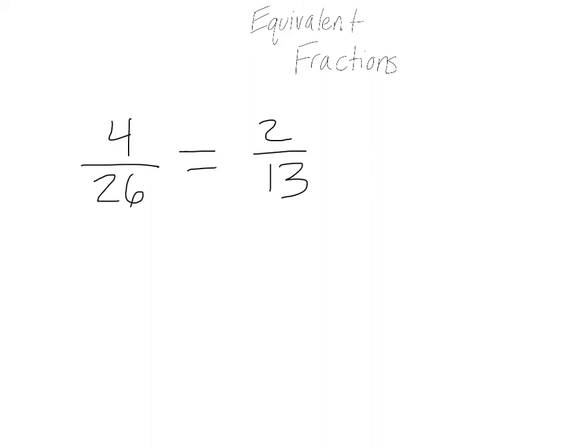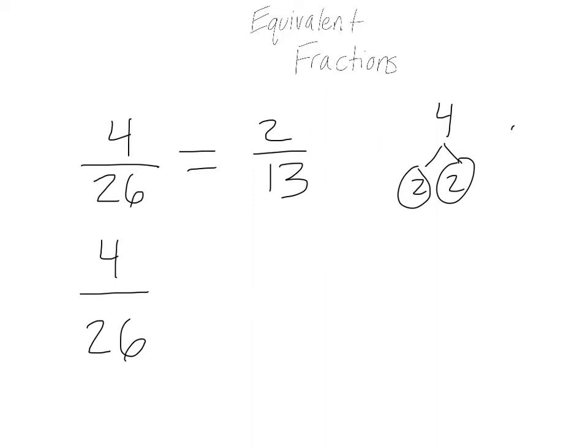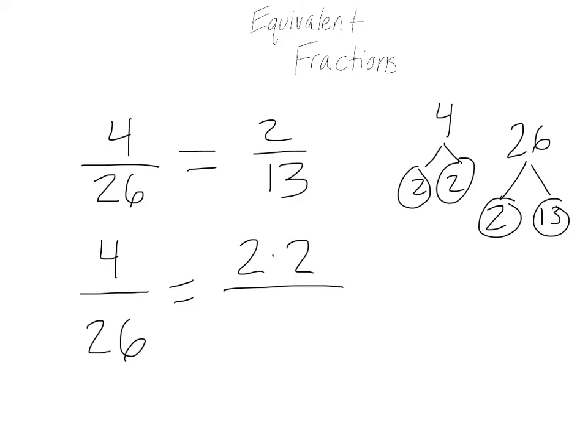Another way to approach this would be to write the prime factorization of each number. So maybe you would need to go off to the side and create the factor tree for each. Well, that was easy. And for 26, you've got 2 and 13. The prime factorization for 4, the numerator in this case, is 2 times 2. The prime factorization for the denominator is 2 times 13.